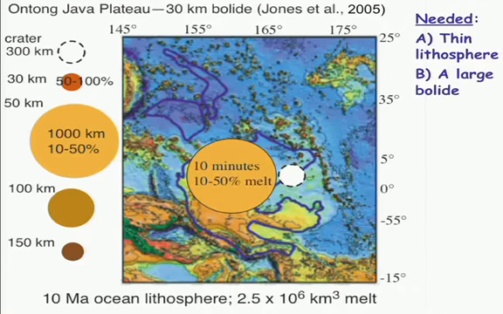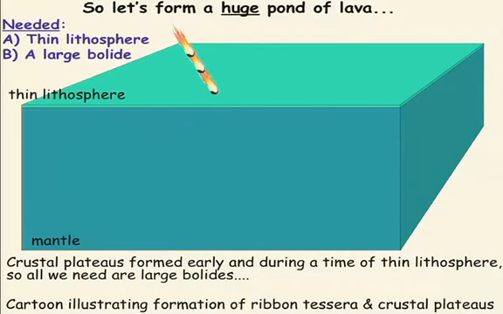What do we need? We need a thin lithosphere and a large bolide. So let's take that back to Venus. We have a thin lithosphere because when crustal plateaus formed, they're the oldest, earliest formed things, and everyone agrees they formed on thin lithosphere. We put a large bolide through early on in Venus's evolution, but Earth's too.